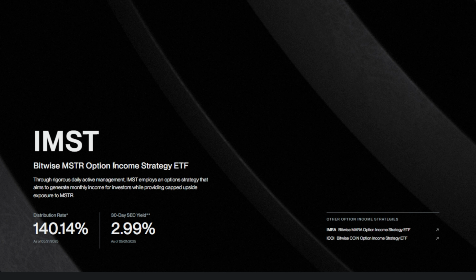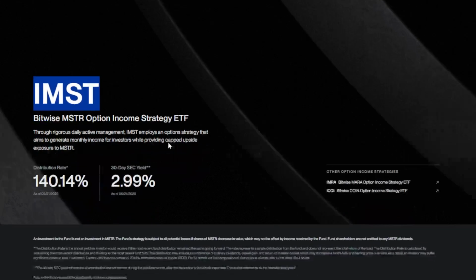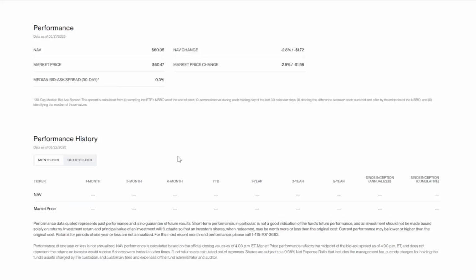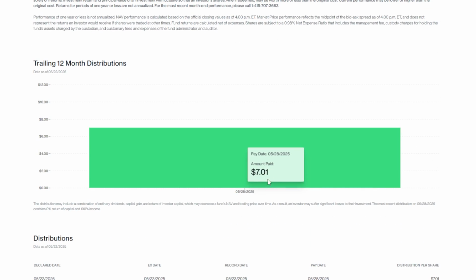So now that we went over and talked about the Bitwise MSTR option income strategy ETF, ticker symbol IMST, we talked about the most recent, the first massive payout to investors. And we even went over some of the volatility and some of the reasons behind ETFs like these ones and how they're able to pay insane amounts of dividend income, at least how they've been able to do so far.